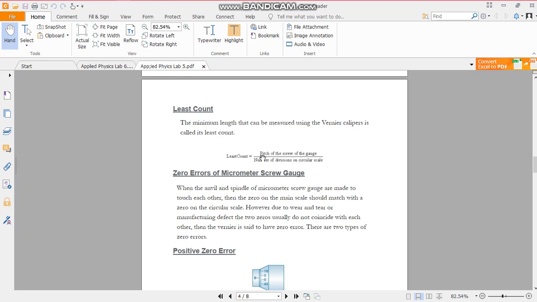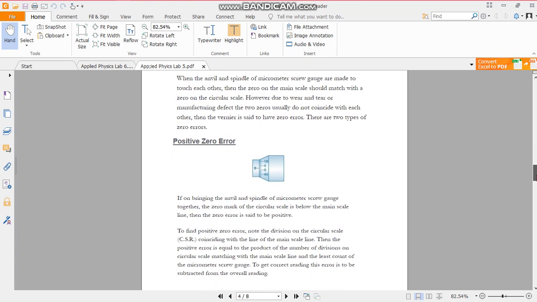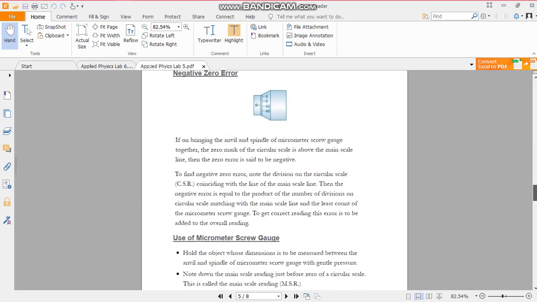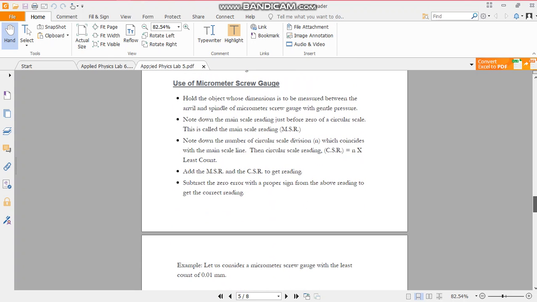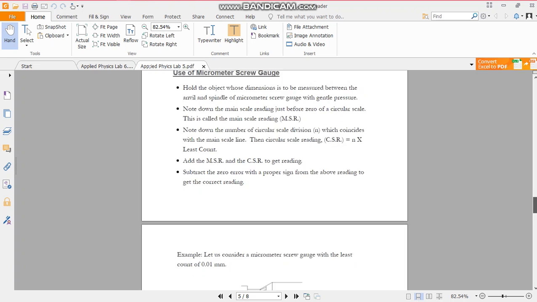Then about the least count, you have to remember this formula, because in our next lab, in lab 6, we will do some numericals related to least count. Secondly, about the zero error, what is zero error and types of zero error, like positive zero error, negative zero error. And finally, the use of the micrometer screw gauge.